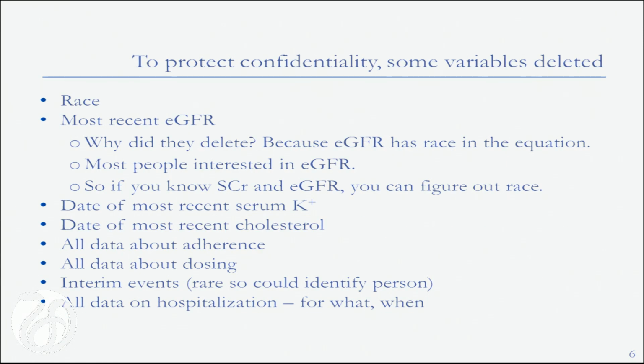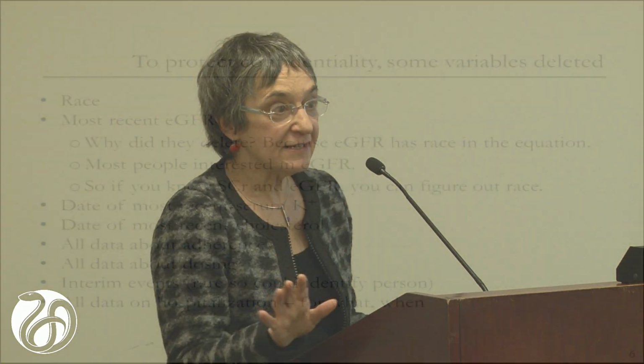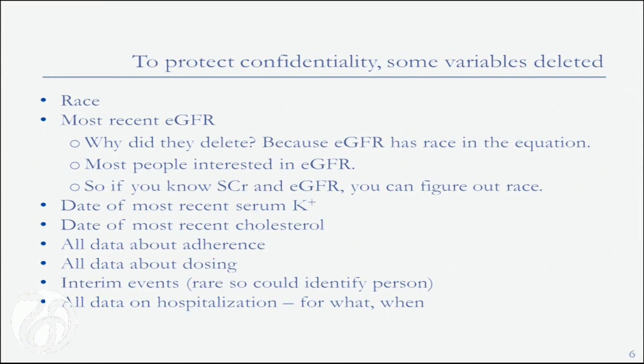All right, they don't have race, because if you could figure out what center to go to, you could figure out what race, and then you could figure out what person. Therefore, they don't have EGFR, because if you knew EGFR and serum creatinine, you could figure out the race. So that's not there. The dates of the most recent serum potassium, cholesterol, that's not there, because you could figure that out by going to a center. Nothing about adherence, nothing about dosing, nothing about interim events, because they're rare, and therefore you could figure out who was in it. No data on hospitalization, right?